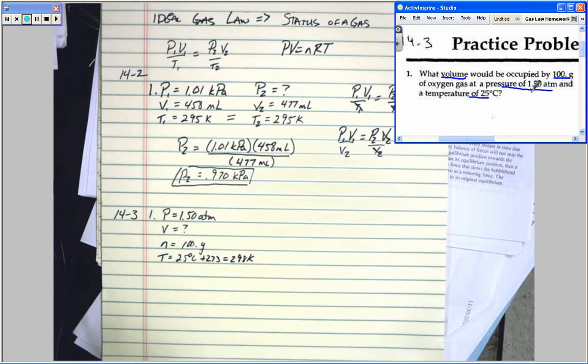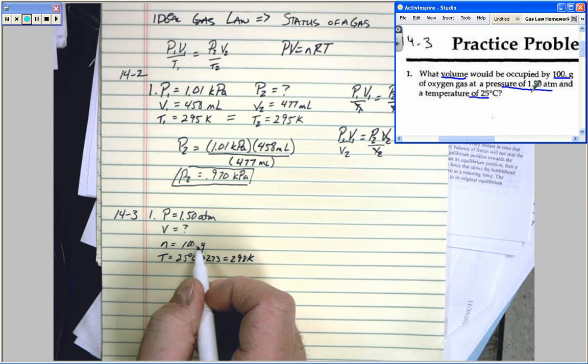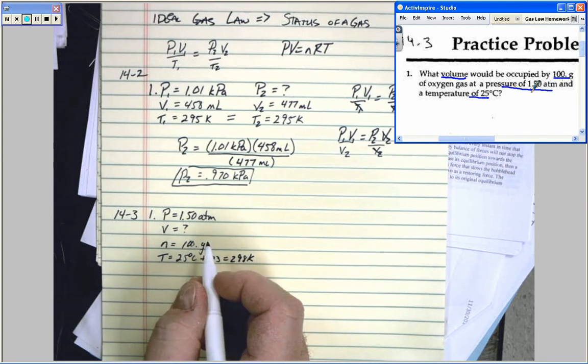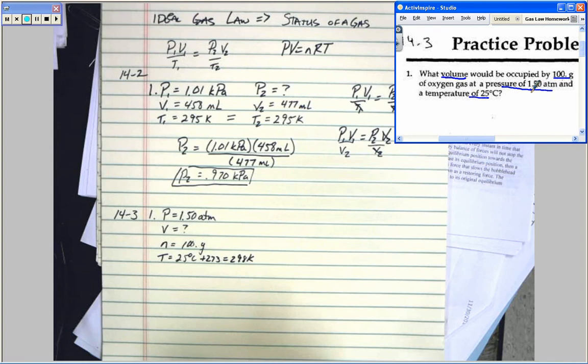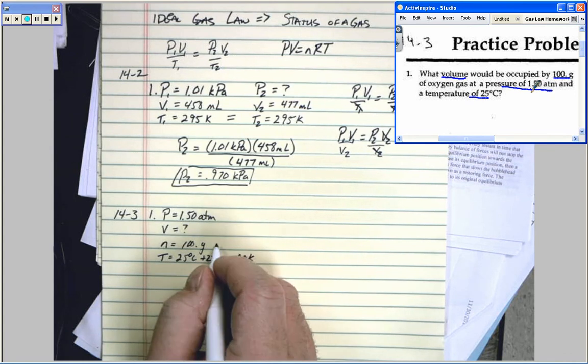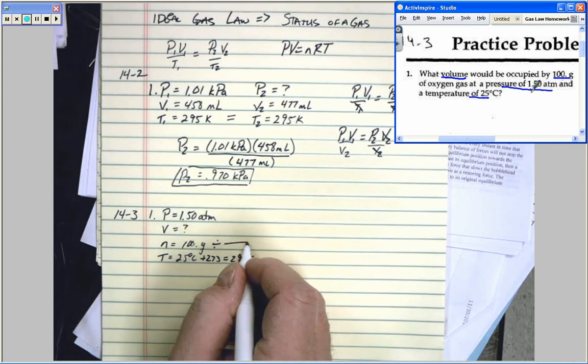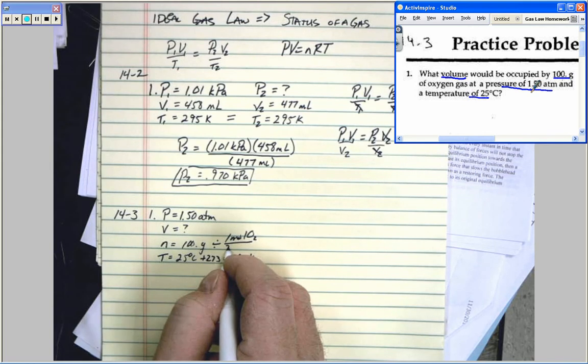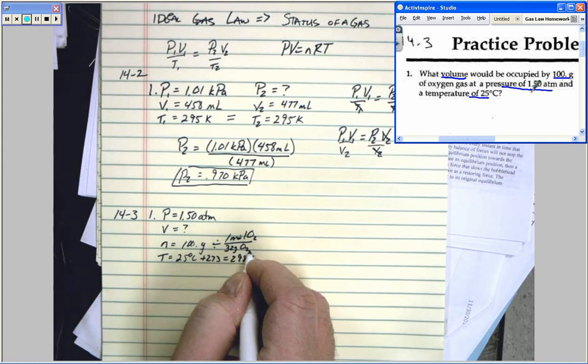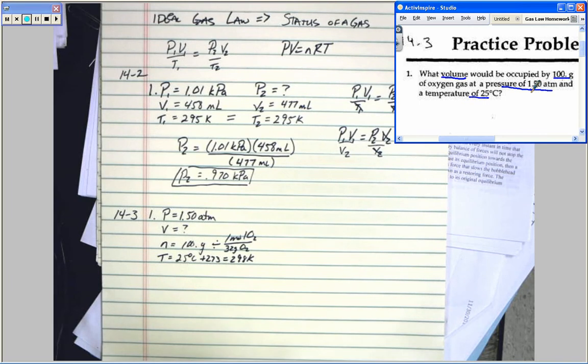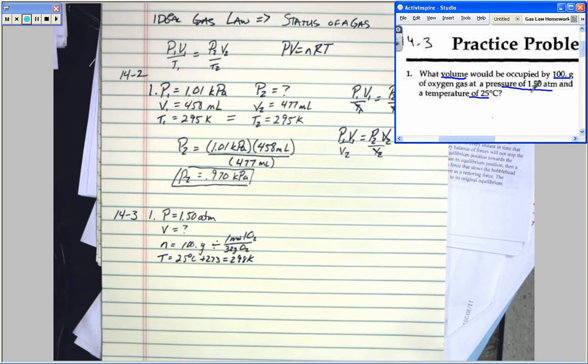Alright, so let's get to our grams of oxygen gas. We're on grams, we need to convert to moles, so we're going to divide by 1 mole of O2 is 32 grams of O2. How do we know it's O2? Because oxygen is one of the Magnificent Seven. And we've learned that over the last 7 months.